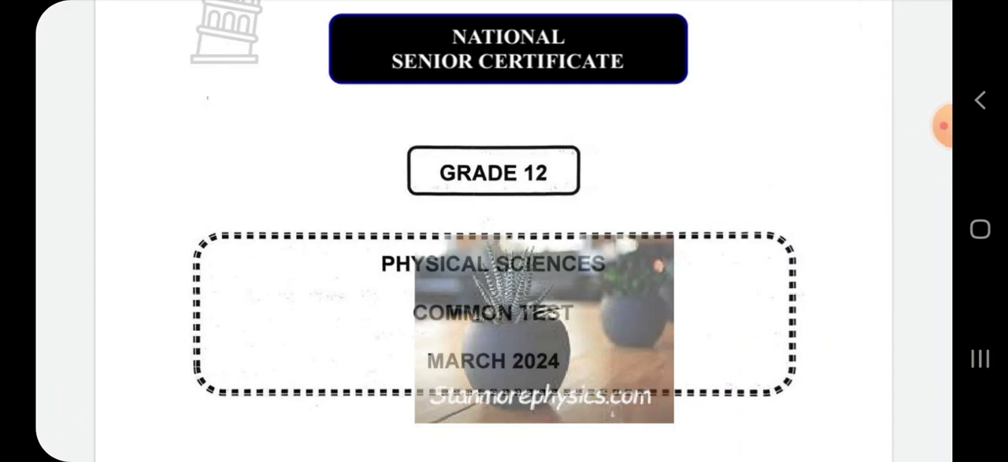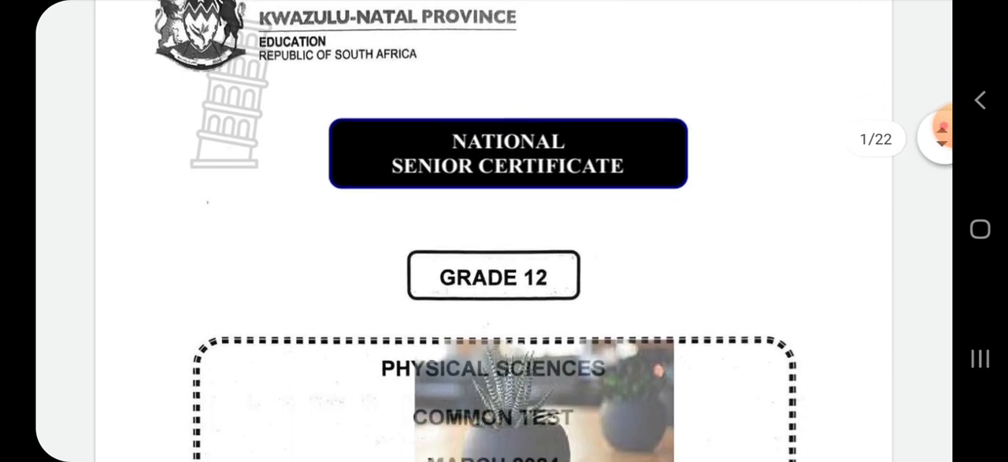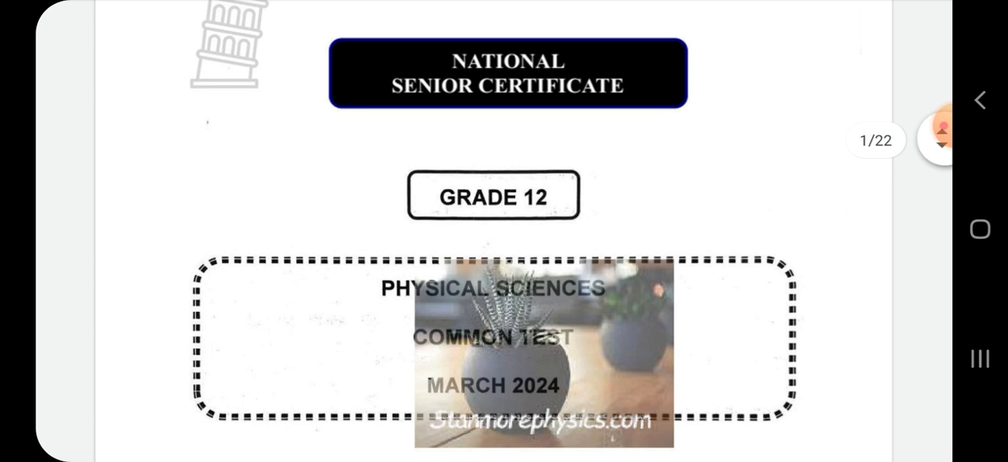So we will be doing question 3 of this question paper, the physical sciences, the March 2024 test for the KwaZulu-Natal Provincial Department.